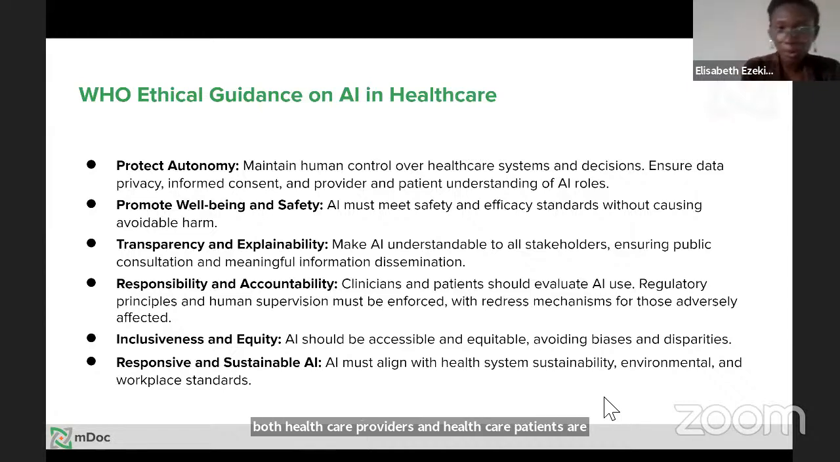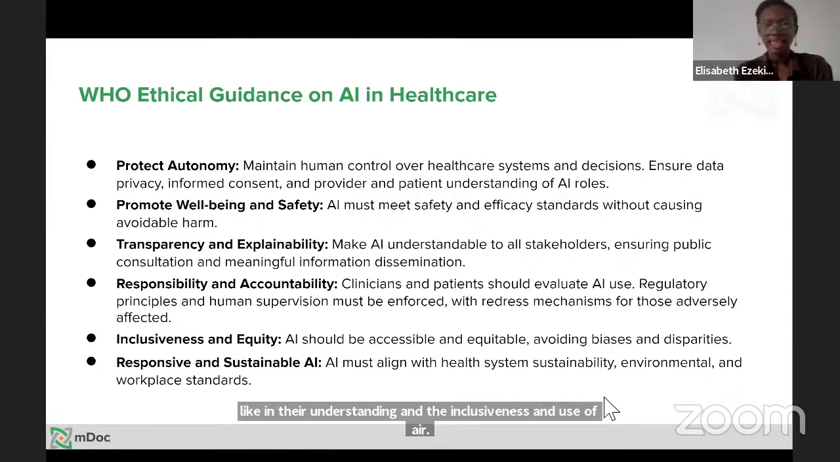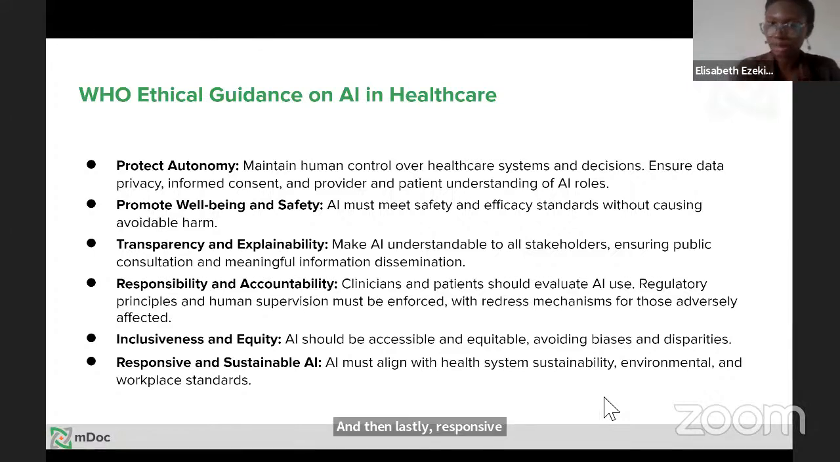And then lastly, responsive and sustainable AI. AI must align with the health system sustainability agendas, whether at the national or global levels, and also with workplace standards. Next slide, please.